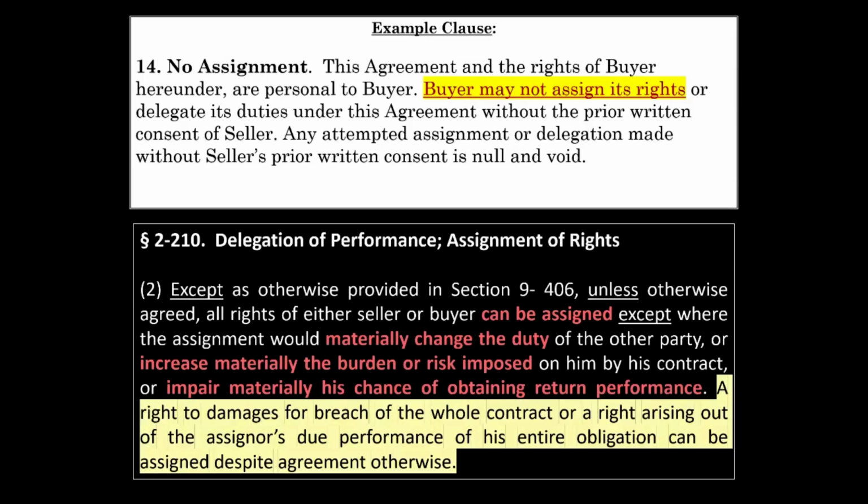So, to summarize subsection 2, it says that in the absence of the parties' agreement to the contrary, the rights arising under a contract are generally transferable. But again, we must say generally, because even then, where the assignment would result in a material burden or risk for the non-assigning party, then the assignment is not permitted. And even when the parties do include a validly drafted no assignment clause in their agreement, that clause is generally enforceable, but again subject to two exceptions.